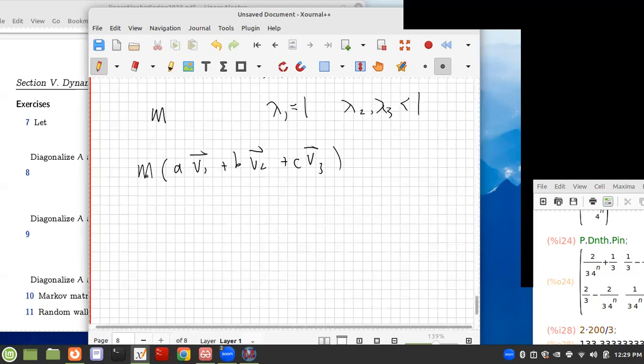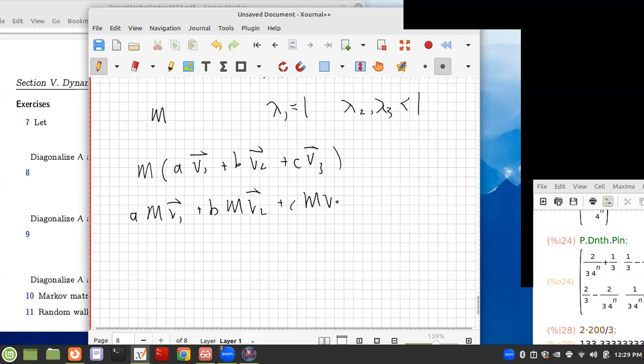So now, if we act on this with M, let's say we act with M to the n, because we want the large scale limit. Let me do it first with 1, so you can see without that complication. Well, if I multiply this in, this is going to be A times M times V1 plus B times M times V2 plus C times M times V3, okay?